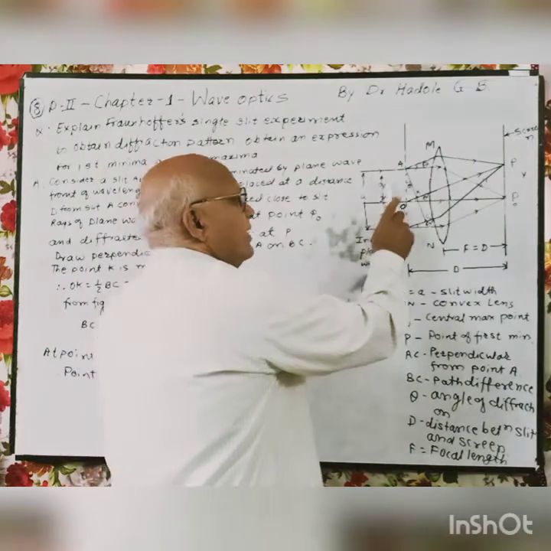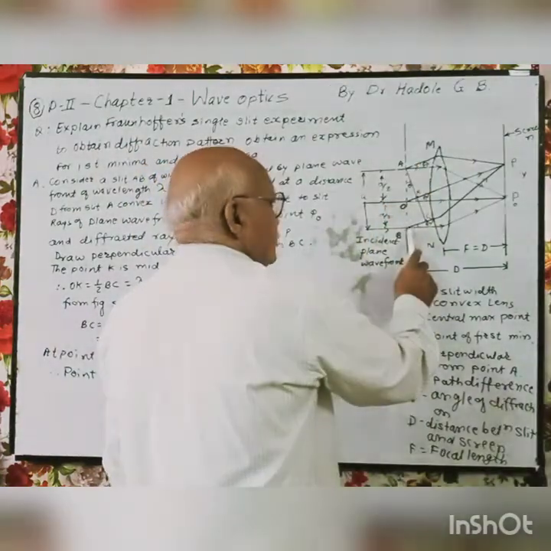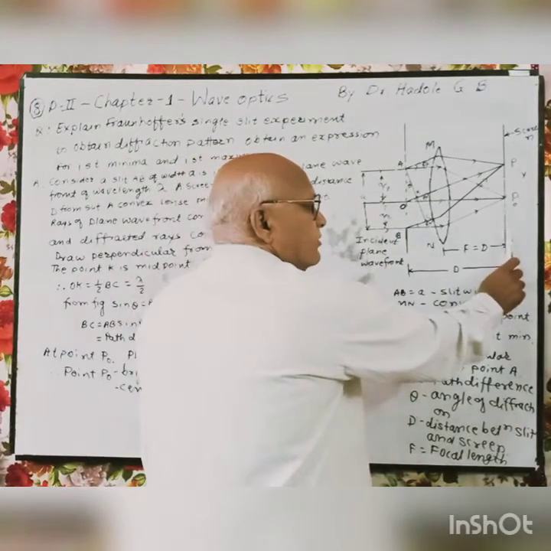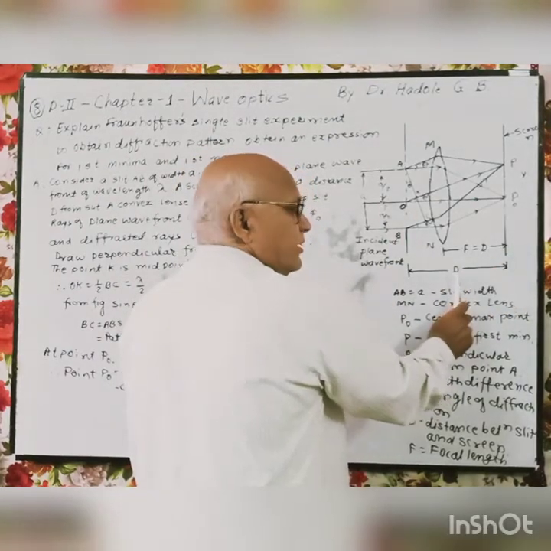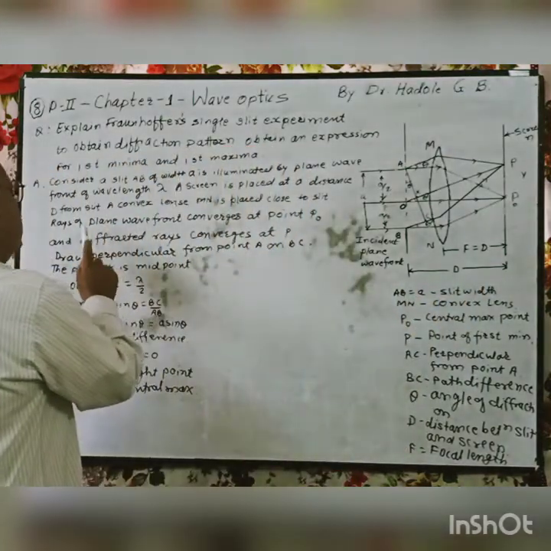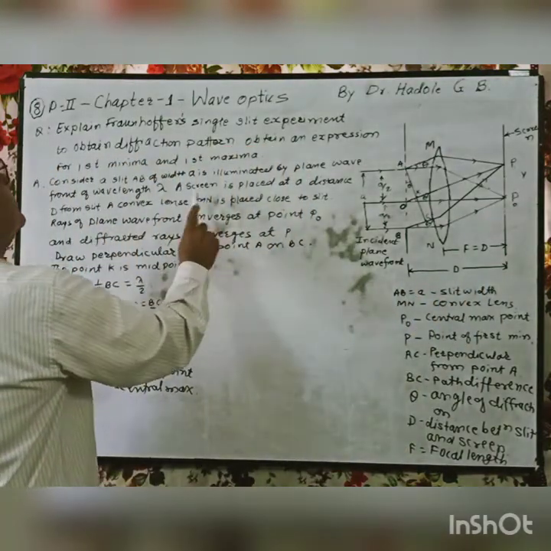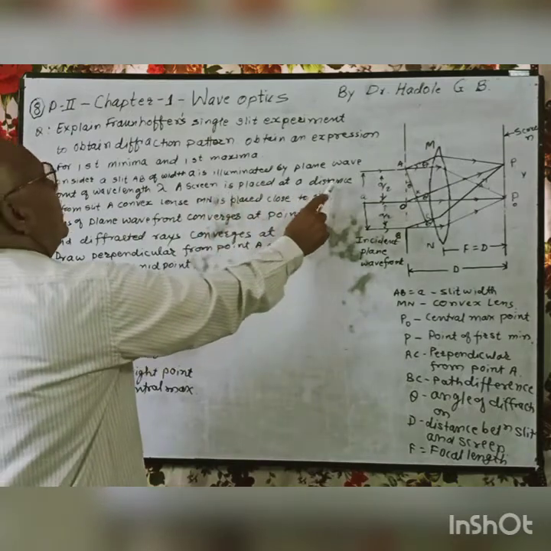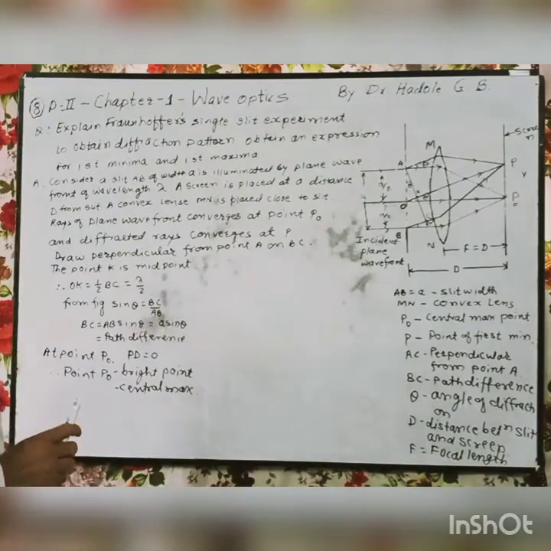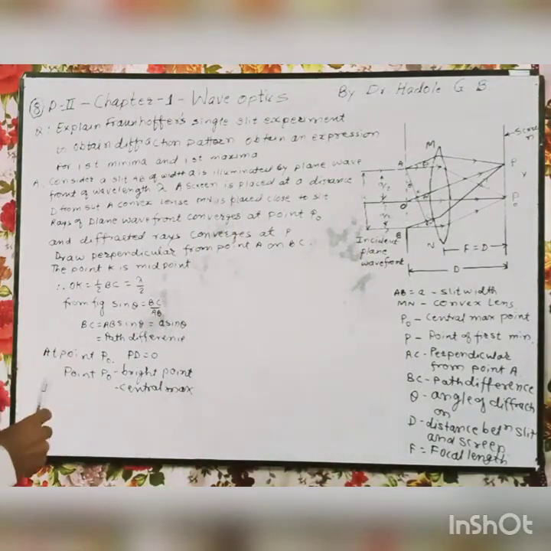Now, when this light is falling on the slit, what happens? Suppose that the screen is placed at a distance capital D from the slit. I have written over here: a screen is placed at a distance capital D from slit. Now, on this screen, we are going to obtain a diffraction pattern.